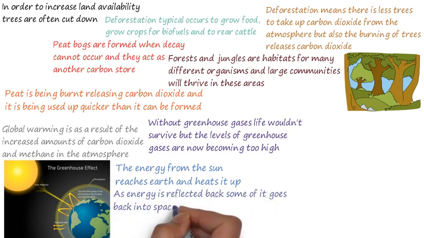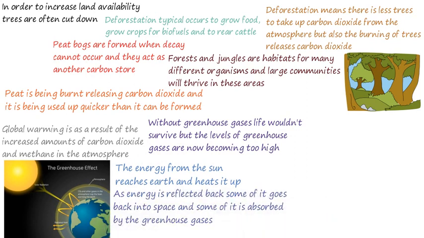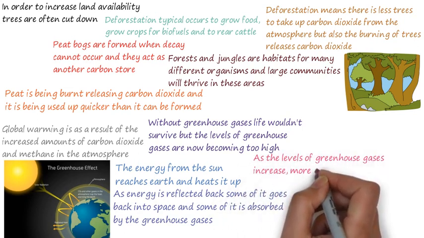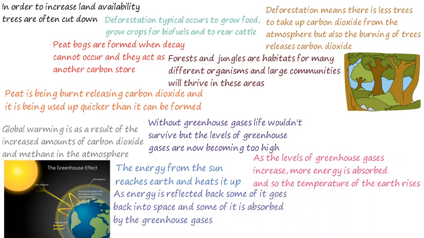The energy from the sun reaches Earth and heats it up. Some of this energy is then reflected back. As it is reflected back, some of the energy goes back into space, but some of it is absorbed by the greenhouse gases in the atmosphere. As the levels of greenhouse gases increase, this effect occurs more and more. This means more energy is absorbed, and so the temperature of the Earth is rising.